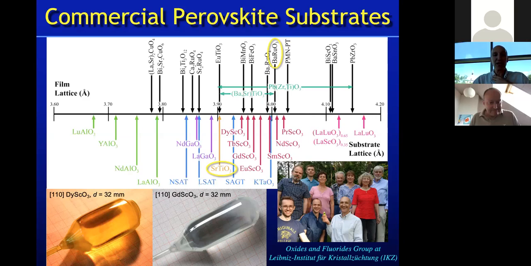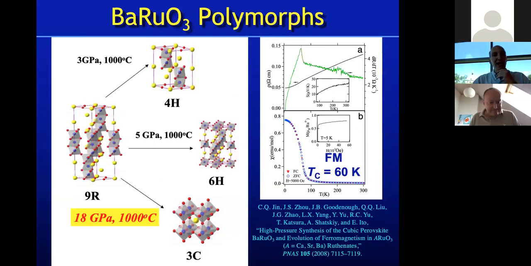But I'll show you the example that's the highest pressure trick that I know of to date, and that is barium ruthenate. Barium ruthenate exists in different polymorphs. At atmospheric pressure, it has this rhombohedral polymorph, so-called 9R, where there are 9 layers in the unit cell. And as you change the pressure, the stable bulk phase changes from these other hexagonal phases to eventually, at very high pressures, 180,000 atmospheres, it becomes cubic.